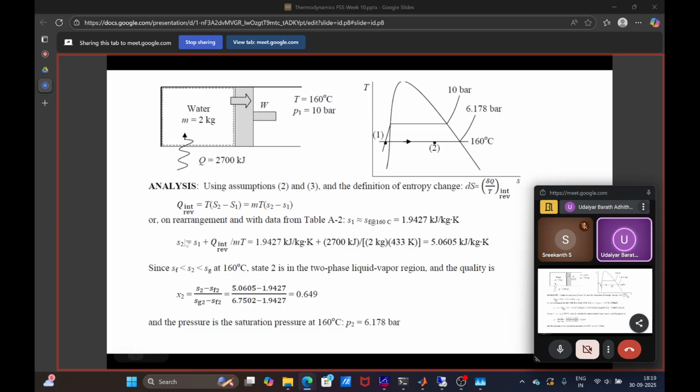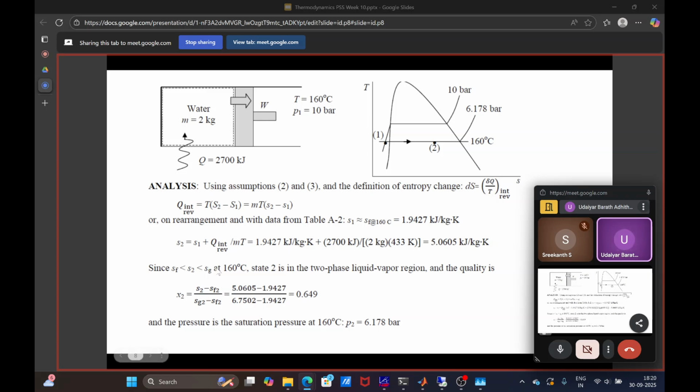So S2 is S1 plus Q internal divided by mass times the temperature. Substituting the values, we get S2 to be 5.0605 kilojoule per kg Kelvin. So that is your second state point which we have found out. Now we just have to go through the steam table and look at where S2 corresponds to 160 degrees Celsius, at what pressure we are getting this.